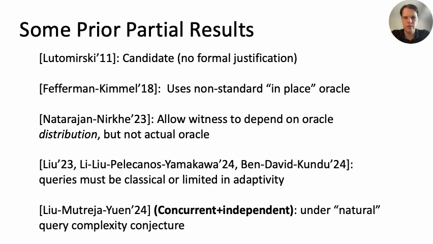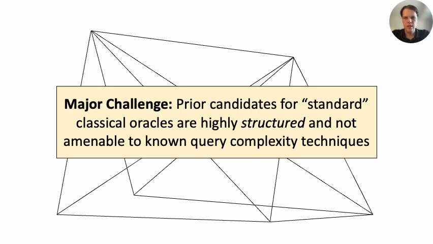There have been a number of partial results over the years, from simple candidates with no formal justification to various works that place some sort of limitation on the way the verifier can access the oracle, but actually prove a separation. However, to date, there has been no work that actually separates these unconditionally relative to a classical oracle accessible in the standard format. And the major challenge is that the prior oracles for separating QMA and QCMA are highly structured, and these highly structured oracles don't seem to be amenable to known query complexity techniques.